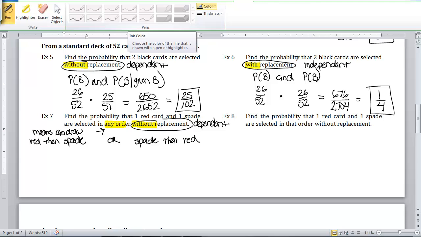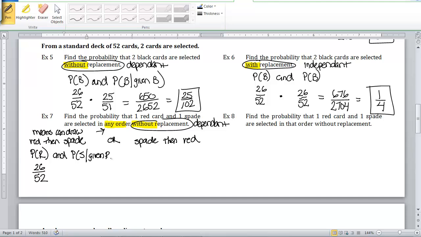So let's look at the first situation where we draw the red card and then the spade. The probability that I'm going to draw a red card is 26 out of the total of 52. And the probability I'm going to get a spade, given I've already selected a red card, would be 13 out of 51. Because there are 13 spades and none of them are red, so I don't have to worry about that. But now it's only over a total of 51 since I have taken one card away from the total deck. Or means addition. Let's now look at the second situation.